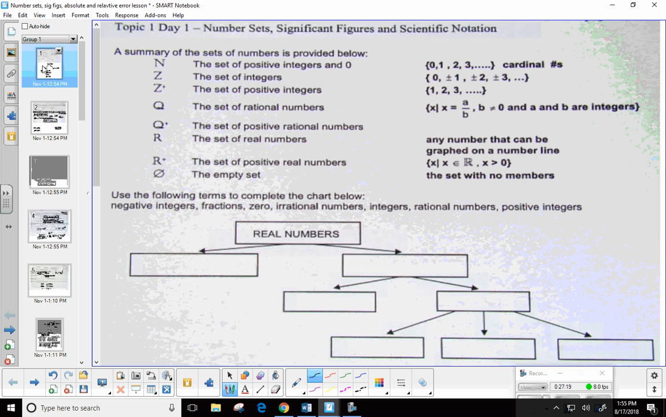Now, in IB, it's going to be a little different. We don't refer to them as natural numbers. We still use n to represent that set, but in IB, we call them cardinal numbers, okay? So we call them cardinal numbers. Now, the natural numbers were a subset of what?